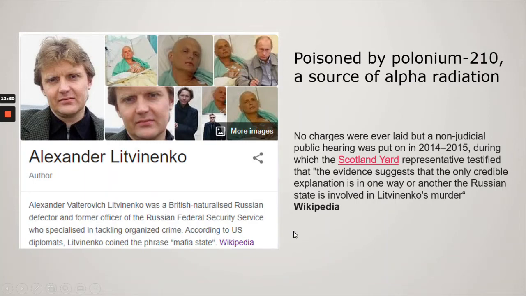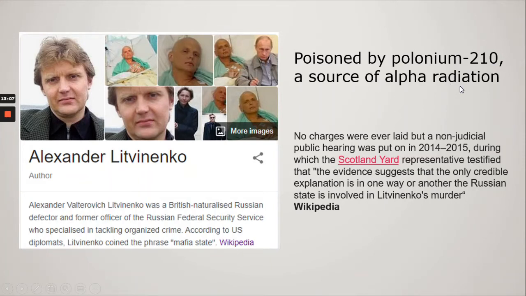He was a Russian defector, and although, according to Wikipedia, no charges were ever laid in the case, strong evidence suggests Russian state involvement in his murder, and it's one of the only cases of murder by poisoning with this source of alpha radiation.